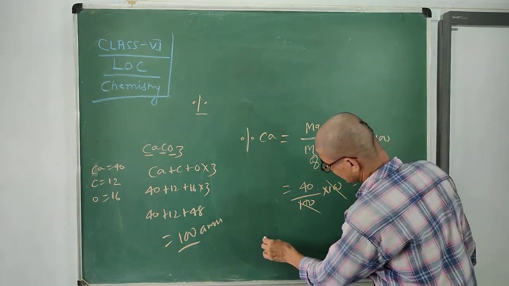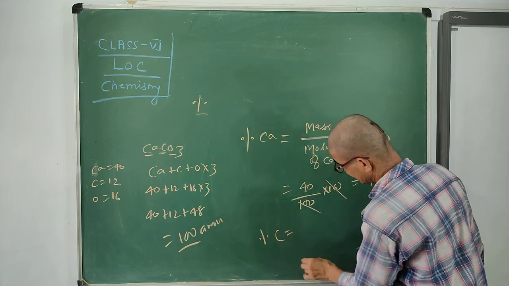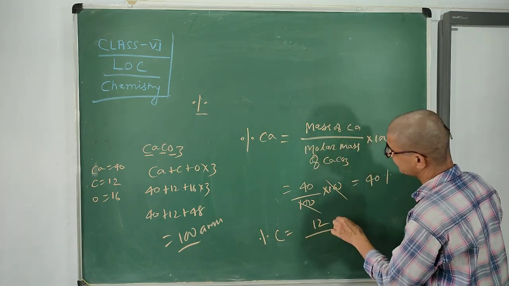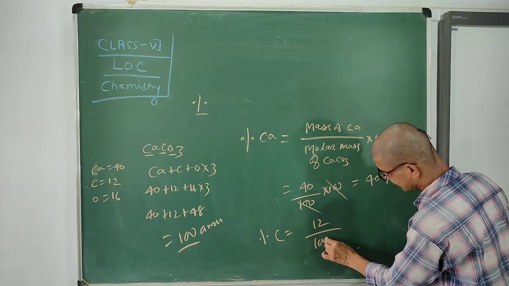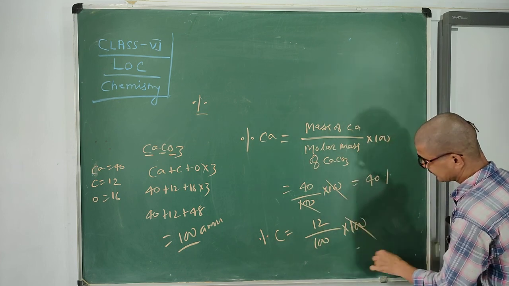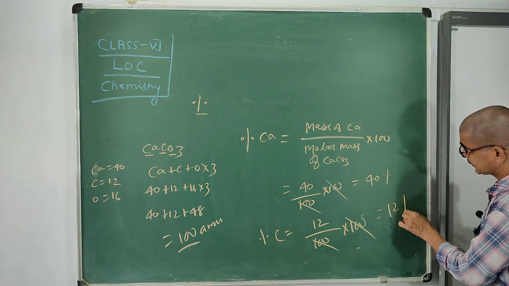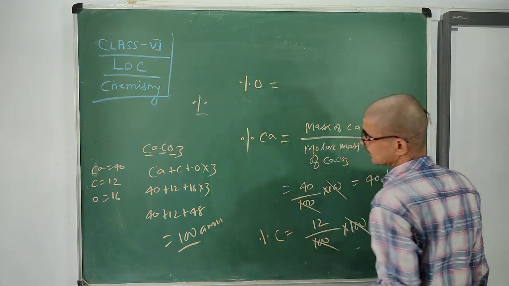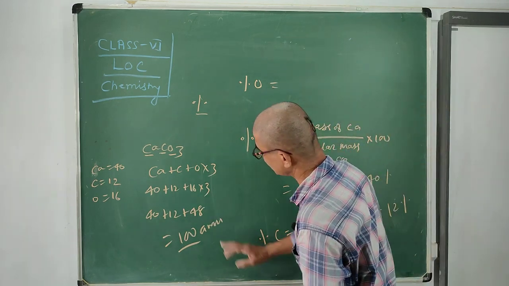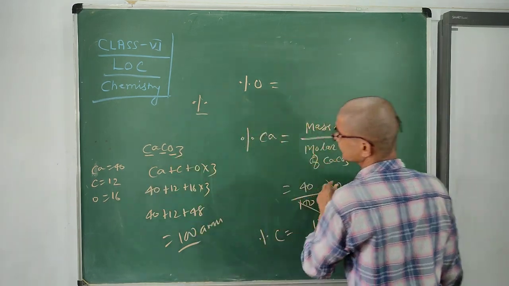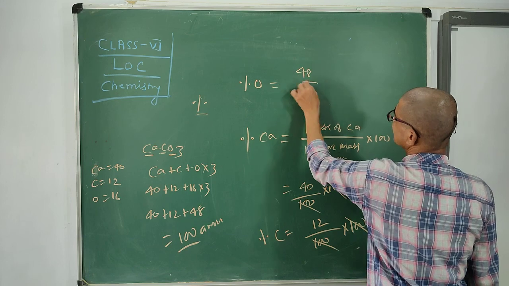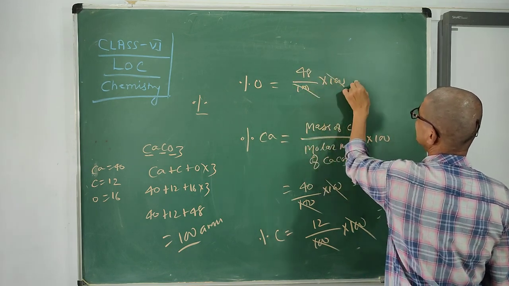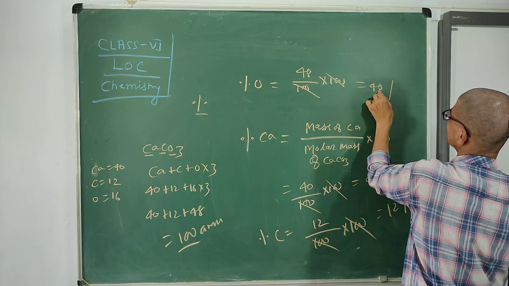If you want to calculate the percentage of carbon, then in place of calcium, take carbon. Mass of carbon is 12 and molar mass of calcium carbonate is 100, into 100, cancel, 12% carbon. Now percentage of oxygen: total mass of oxygen is 48 in calcium carbonate. So 48 by 100 into 100. So 100 cancel, equal to 48%.